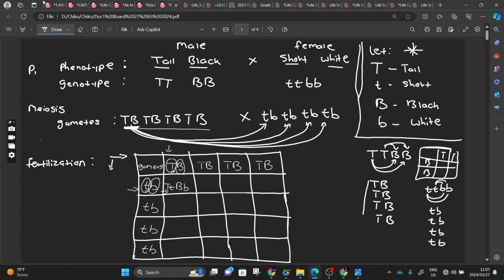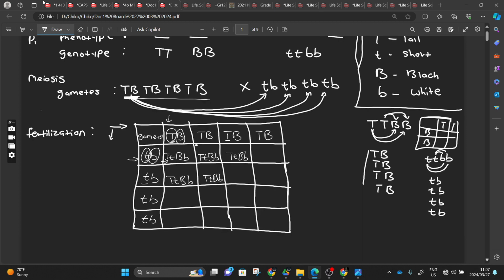Let's do the next box. This T with this T, this B with this B. You see what is happening? Because you can see they are the same. You can see that these TB and TB, this is what's going to happen. So all of these boxes are going to be the same. Let me write it. Let me not waste your time, guys. Then let's move to something that will make us engage with this question very well.